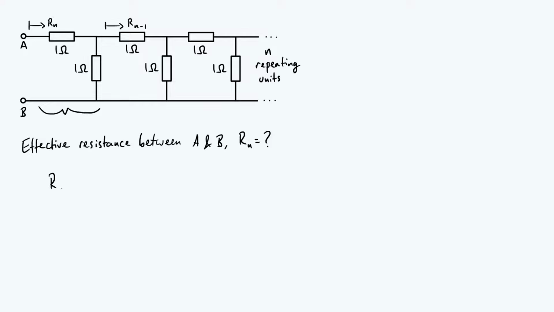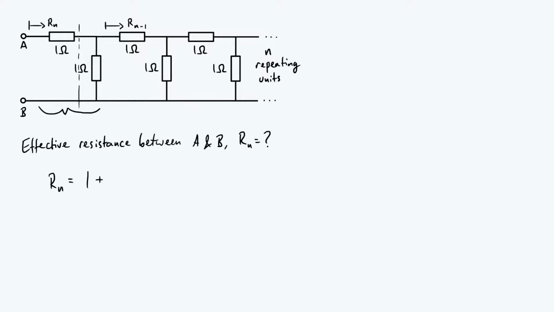Well, we can use our rules for combining resistances in series and parallel to write down what Rn is in terms of Rn minus 1. So firstly, you notice that you have a 1 ohm resistor, so you always have at least 1 ohm in your Rn expression. Then you've got the more complicated bit, which is everything from this point to the right. So essentially what you have is this 1 ohm resistor in parallel with everything to the right of that 1 ohm resistor. So it's a 1 ohm resistor in parallel with effectively a resistor of resistance Rn minus 1.